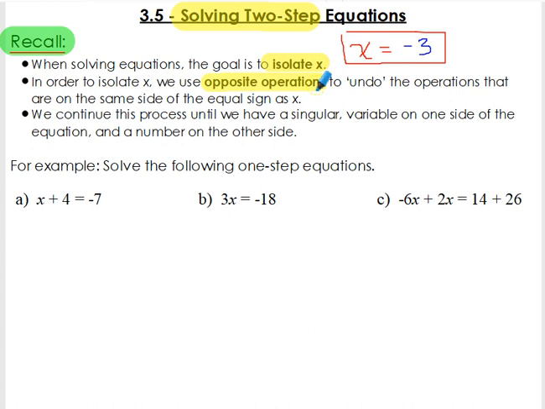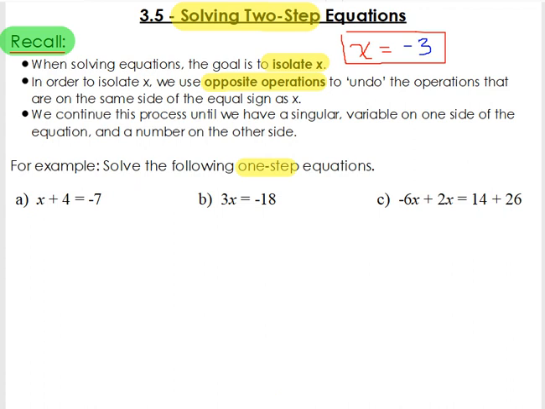So we basically just continue this process until we have an x all alone. And once x is alone, a singular positive x like this, and the other side is a number, we're pretty good. We've pretty much solved the equation. So let's do some examples of some one-step equations.